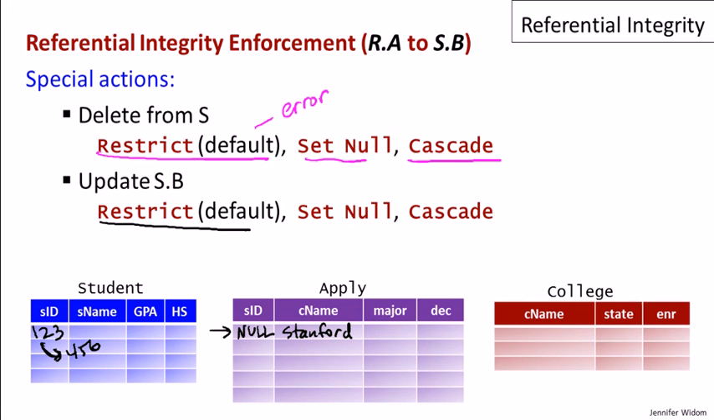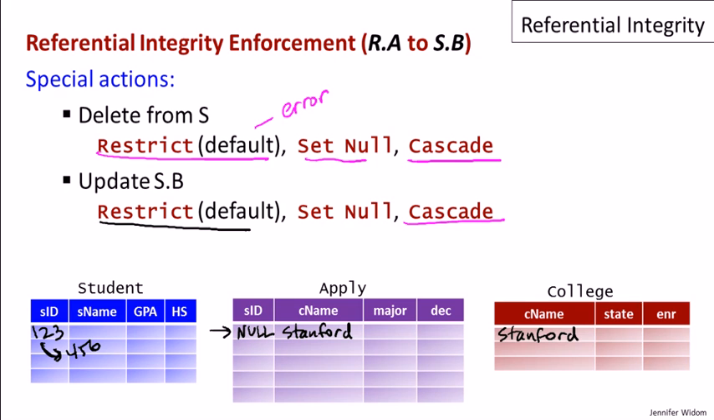Probably the most interesting case is the cascade case for the update. Cascade says that if we update a referenced value, then we'll make the same update to the referencing value. So let's say we have Stanford over here. In fact, we have to if we have the referential integrity constraint being correct.